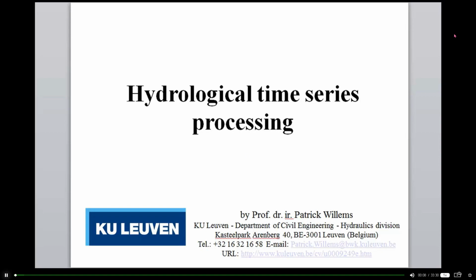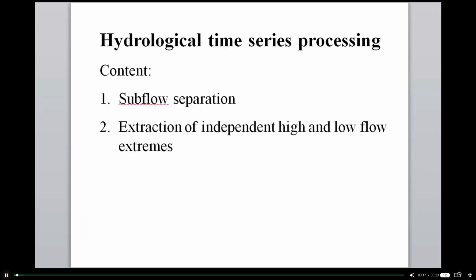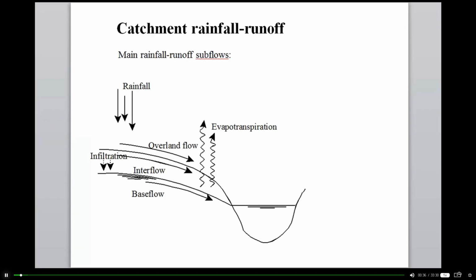Of river flow data available, as we often have in hydrological studies or in water engineering investigations, this class will explain how you can separate such a time series of river flows into its different subflows, which is part 1 of the class, and part 2 of the class will be how we can extract extreme flows from such a time series, like high flows and low flows.